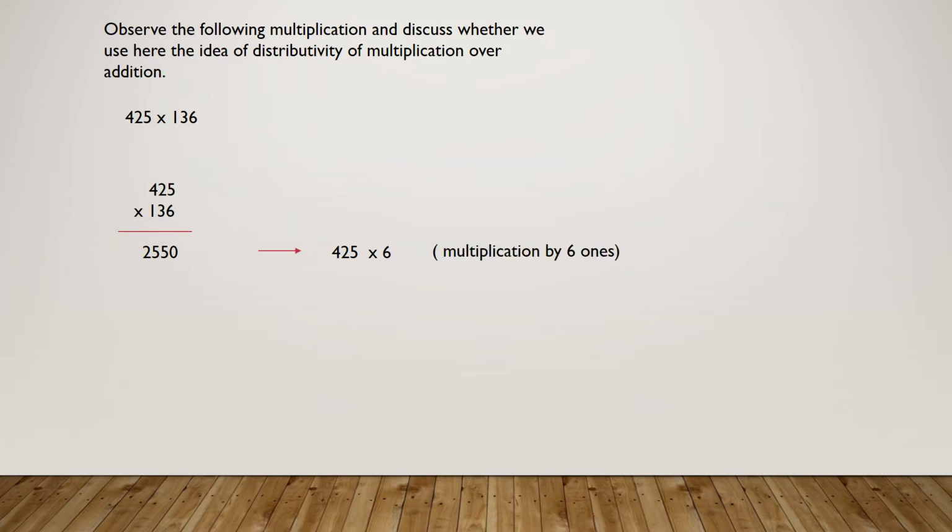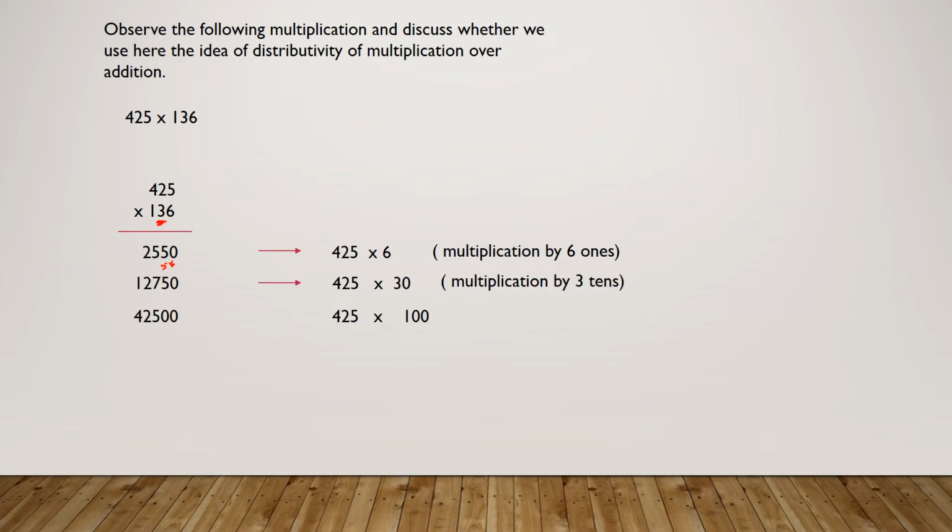The second one, we have to multiply by 3. When we are multiplying by 3, children, this 3 is in the tens place. So here we have to first put 0, and then whatever we multiply, 3 into 5, 15, we will start from here. Actually we are multiplying by 3, but it is actually the multiplication by 30 because 3 is in the tens place. That is why we are putting 0 in the units place. 425 into 30, that is multiplication by 3 tens.